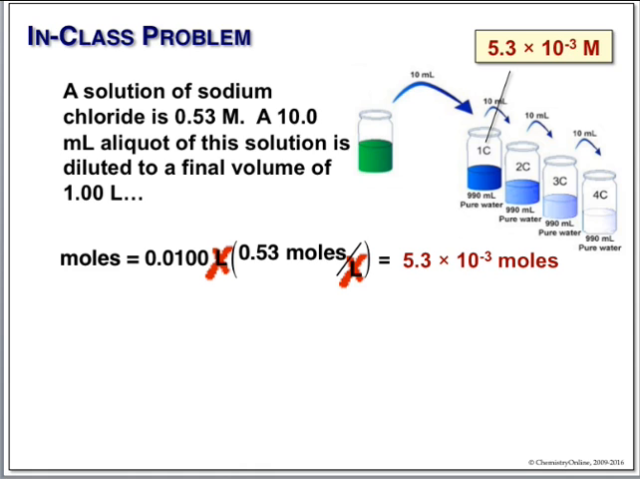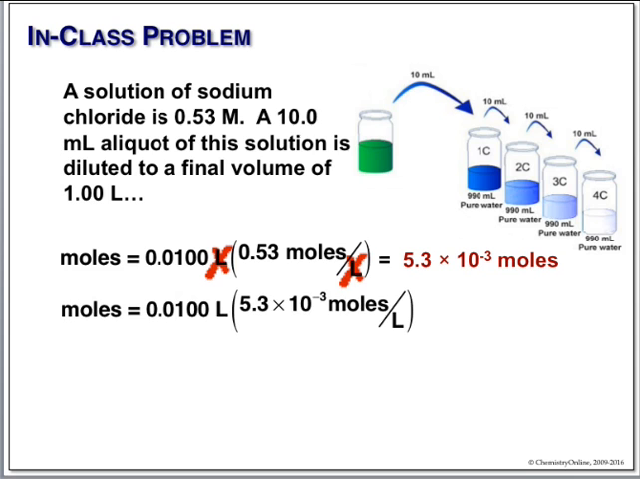Now we're going to take 10 mLs of it. So again, 0.01 liter. This is our new concentration, so it'll be 5.3 times 10 to the minus 3. Again, liters will cancel. And how many moles did we just transfer?